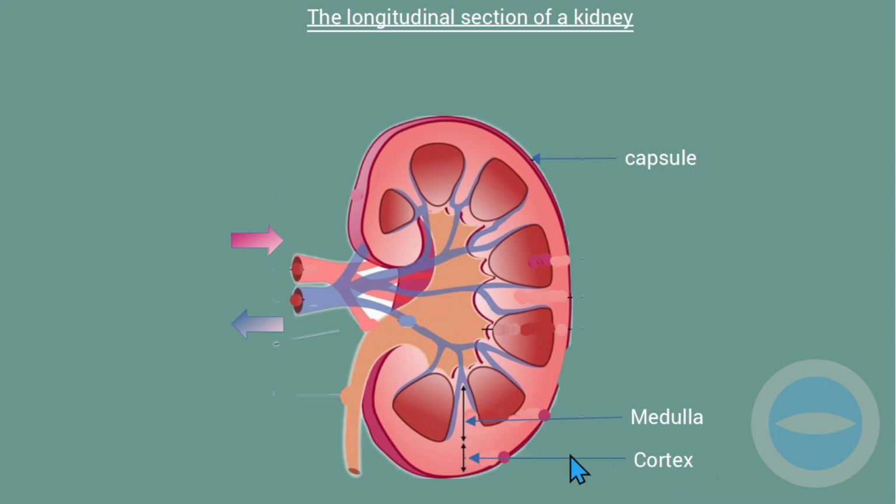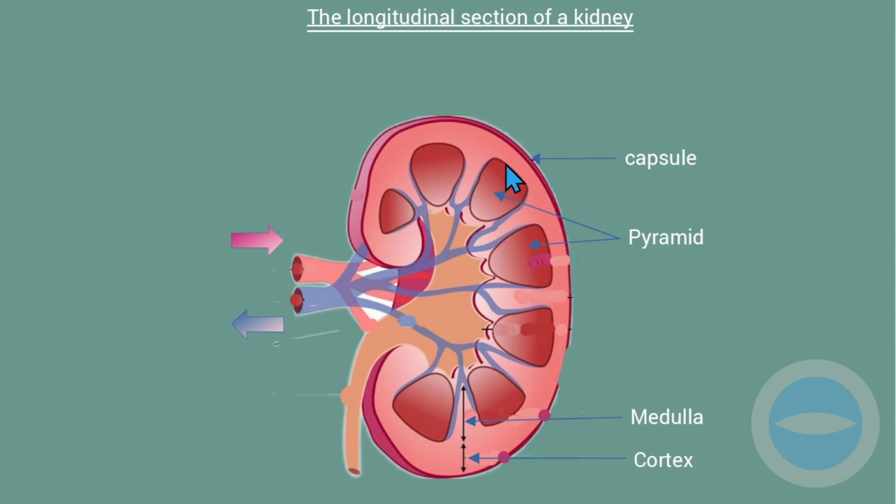We have the medulla, which is the inner part. And then the next part is the pyramid. So the pyramids are this. If you can see, this thing looks like pyramids, and so we call them the pyramids. Each pyramid contains nephrons. So we will talk about nephrons.